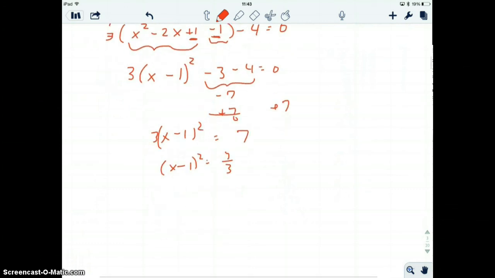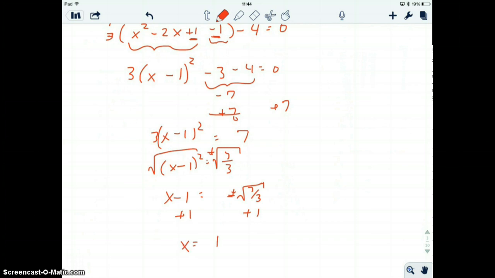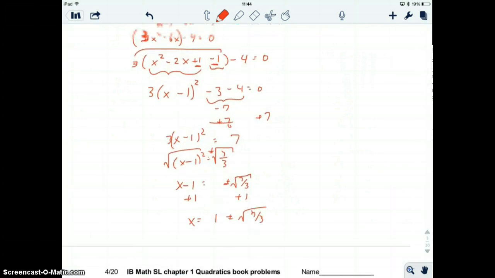I take the square root of both sides. And remember, when I take the square root of a number, it could be a positive or a negative value. And I'm left with x minus 1 equals plus or minus square root of 7/3. We can't really simplify that unless we just find a decimal equivalent that's pretty close. Add 1 to both sides. We get x equals 1 plus or minus square root of 7/3. Okay? And that's the answer to that one.